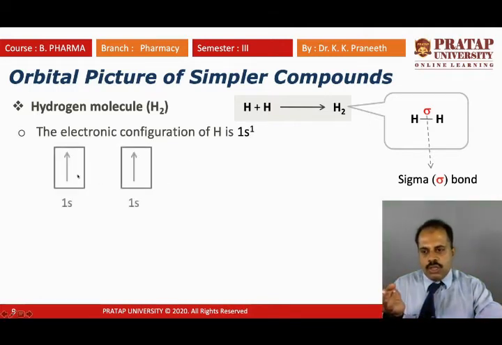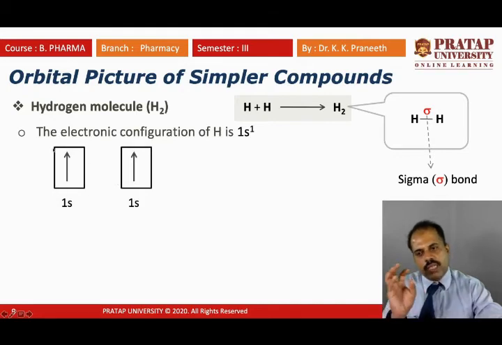We can also draw the box diagram. This is also very easy to understand. The box means orbital, like we have shown previously in the spherical diagram. The box means the orbital, and one electron is present. For this hydrogen, this one electron is present in the 1s orbital. So the electronic configuration is 1s1.